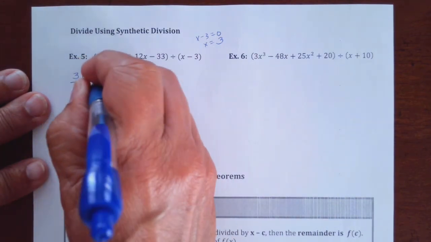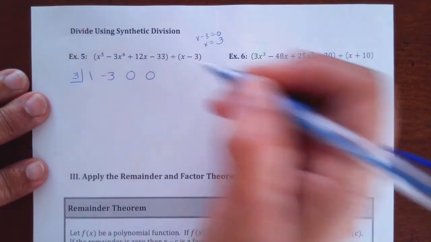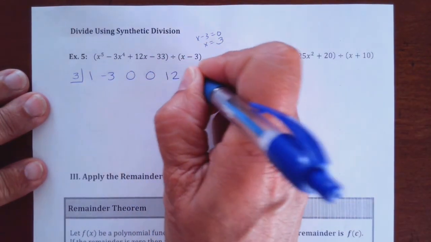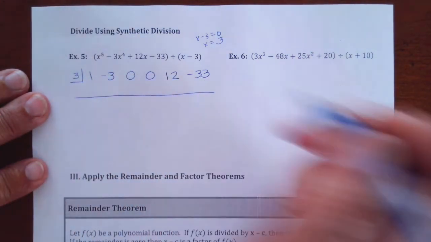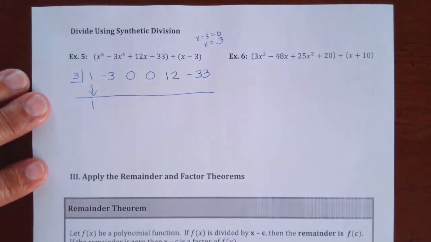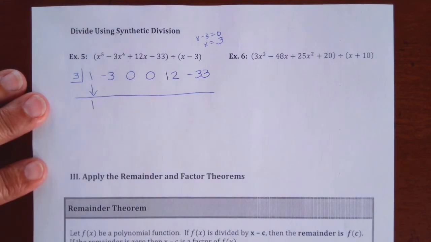So 1, negative 3, I got to put a 0 for the x cubed, I got to put a 0 for x squared, then 12, and then negative 33. You're going to skip a space, draw a line, and bring down that first term. That is always the way you start every problem. If you forget these placeholders, you will get the wrong answer, so you got to be very careful with that.